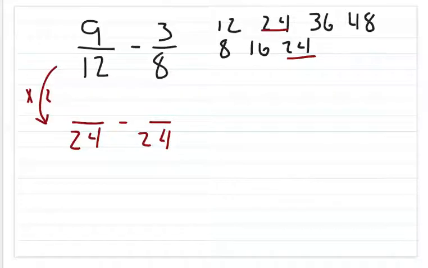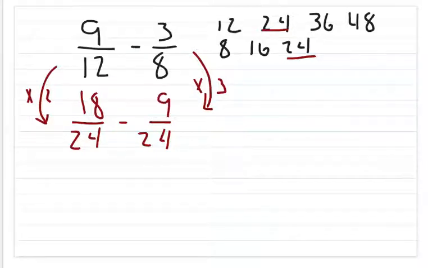So 9 times 2 is 18. And I went from 8 to 24 by multiplying by 3. So 8 times 3 is 24, and 3 times 3 is 9. And now I follow my rules. I renamed the fractions, step 2. Step 3 asks me to subtract my numerators. So 18 minus 9 is 9. And I keep my denominators the same, as step 4 tells me. Step 5 asks me to reduce as necessary.